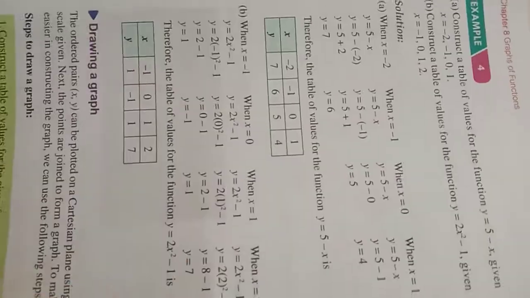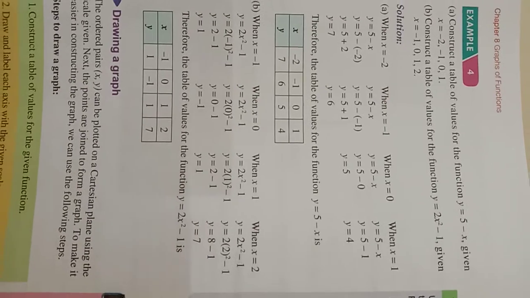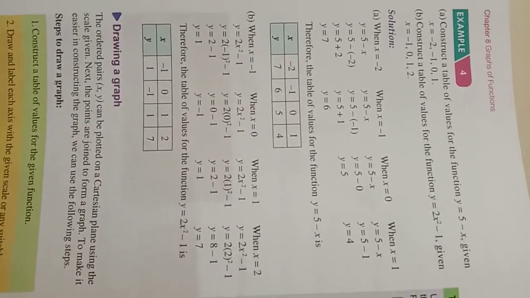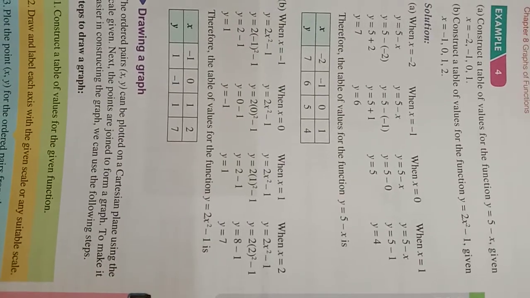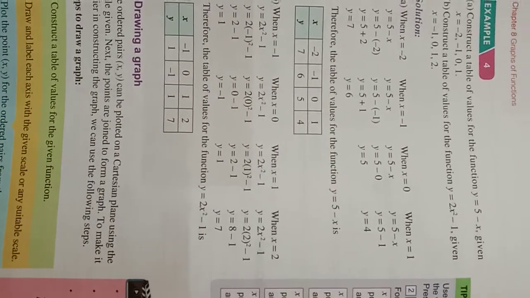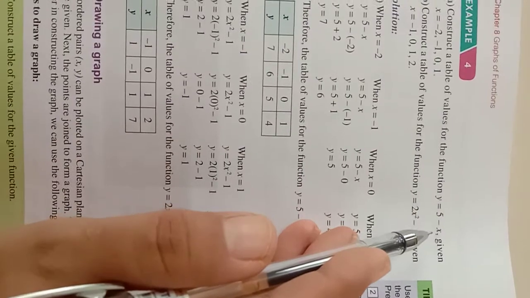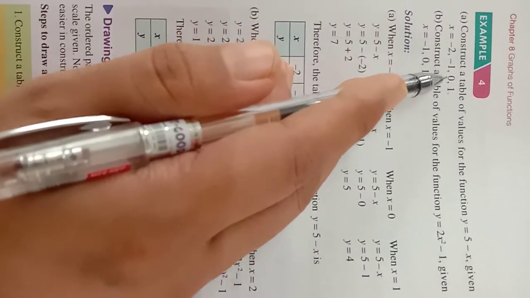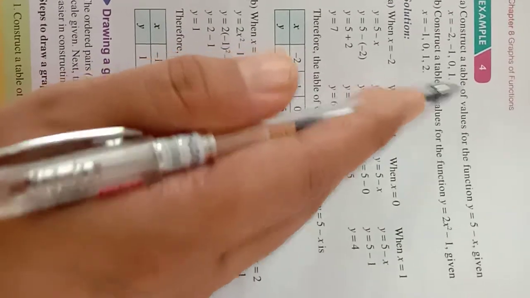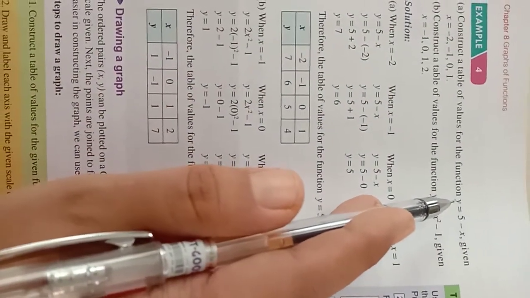Okay, next we turn to page 152. In page 152, we look at example number 4. Construct a table of values for a function y equals 5 minus x, given the value of x negative 2, negative 1, 0 and 1. So we need to find the value of y.